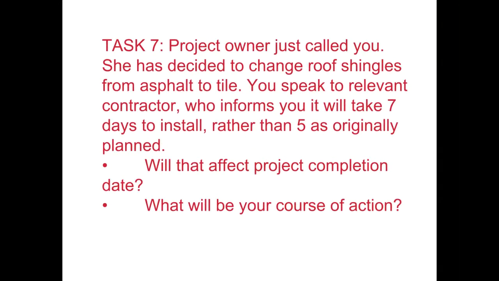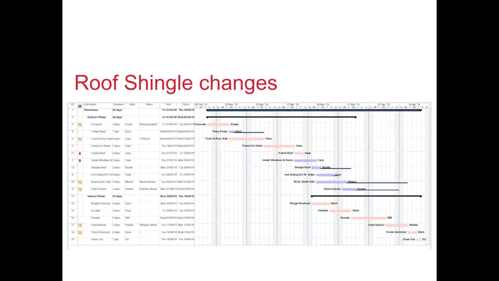We continue with this project. The owner just called you. She has decided to change roof shingles from asphalt to tile, and you speak to the relevant contractor who informs you it will take 7 days to install rather than 5 as originally planned. Will that affect the project completion date, and what will be the course of action?